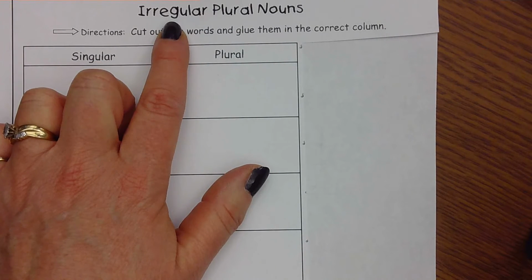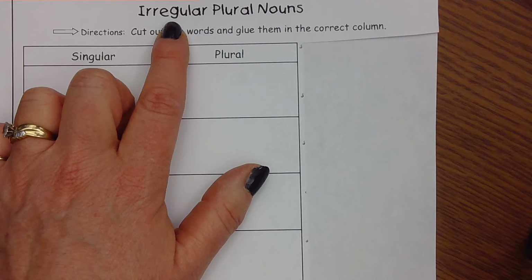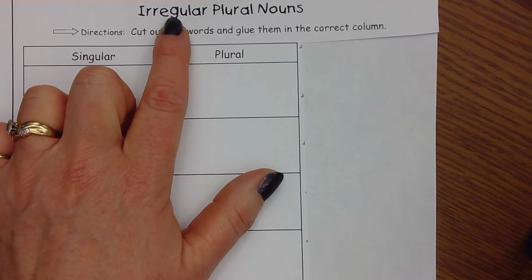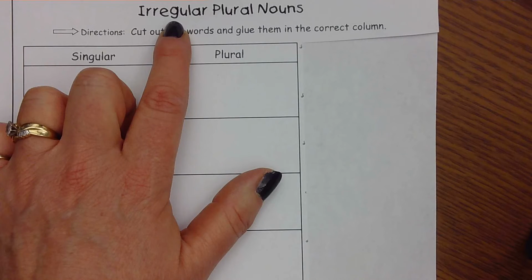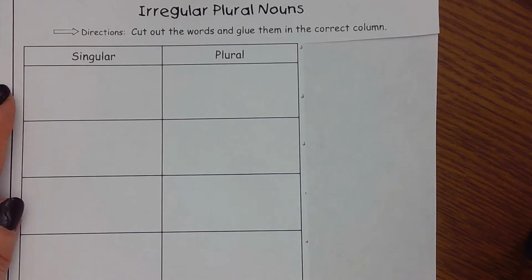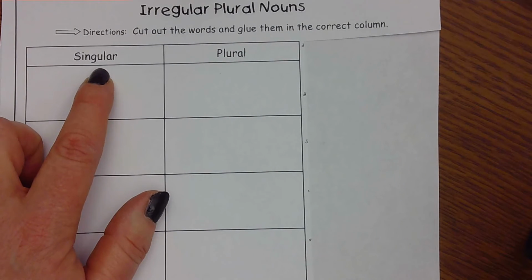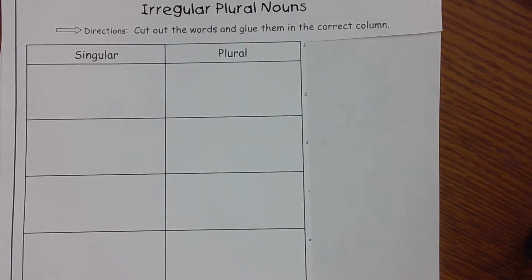Irregular is the opposite of regular. So we normally might just add an S or an ES to show more than one. That's the regular way to make a noun plural. But today we're going to talk about words that don't fit that rule, and they're called irregular. So we have here a singular column for when we have one of the noun, and the plural form of the noun.